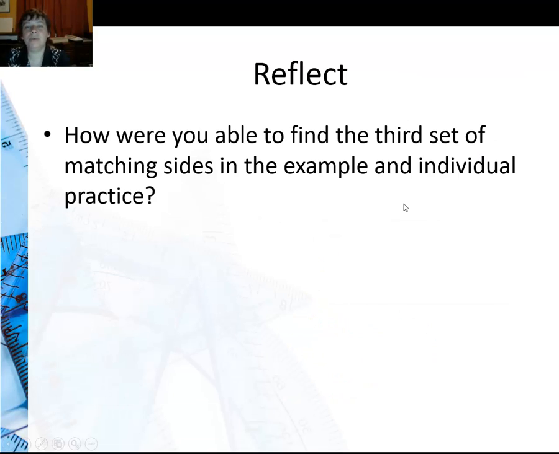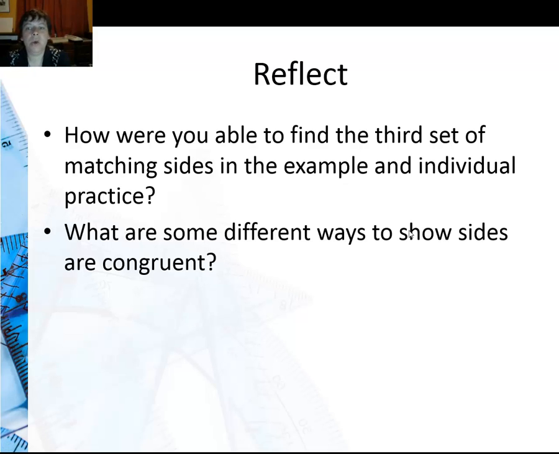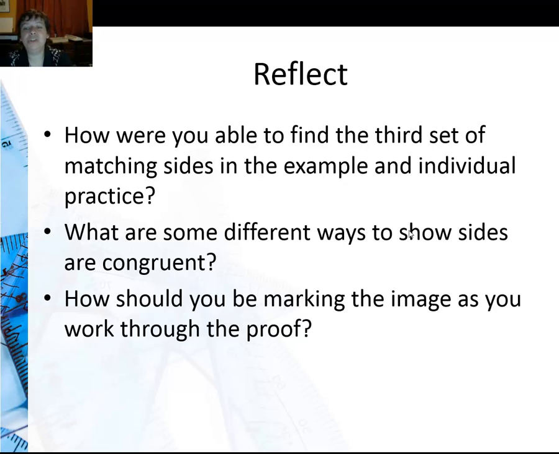So some things to reflect upon. How were you able to find this third set of matching sides in the example and individual practice? What are some different ways to show that sides are congruent? Look at the helpful theorems and postulates. And how should you be marking the image as you work through the proof? You need to be putting down congruent marks.